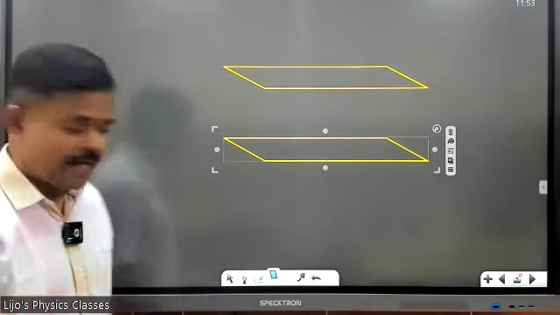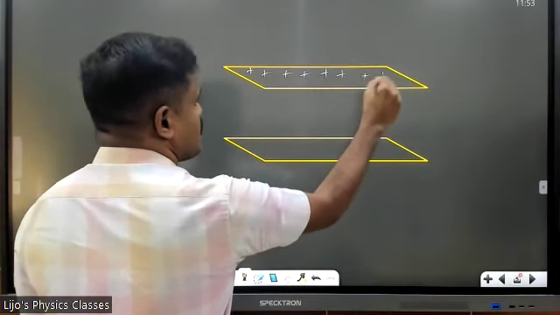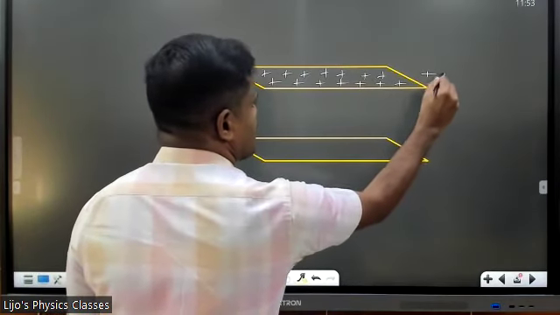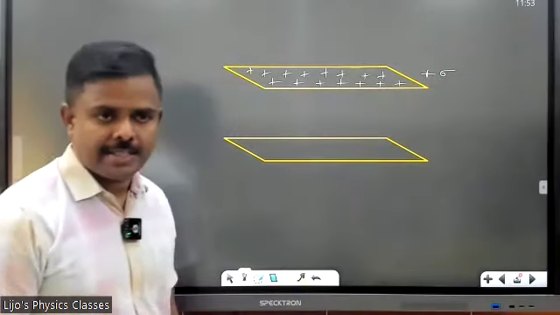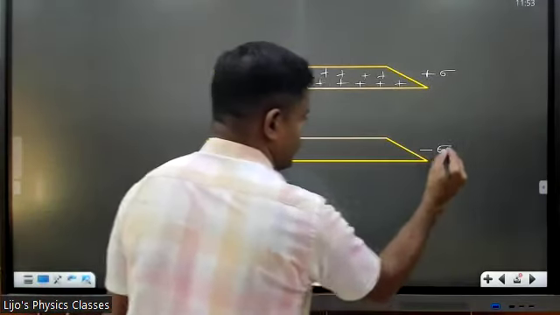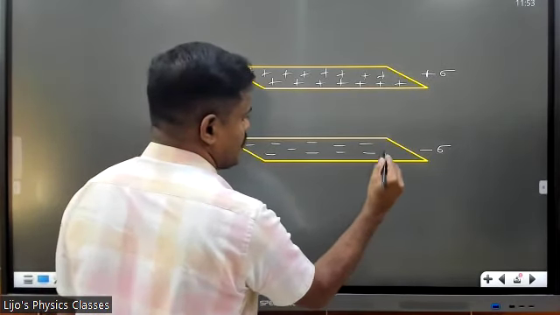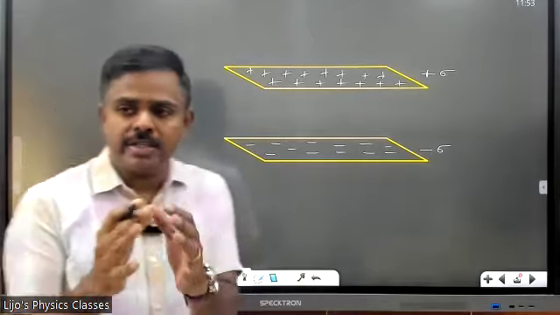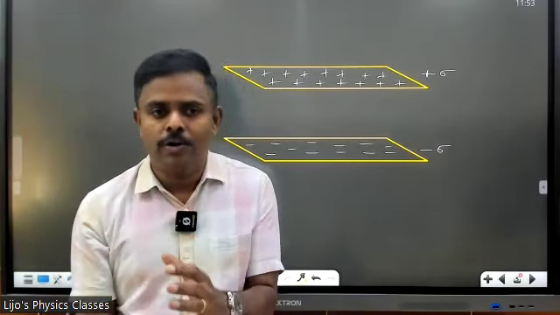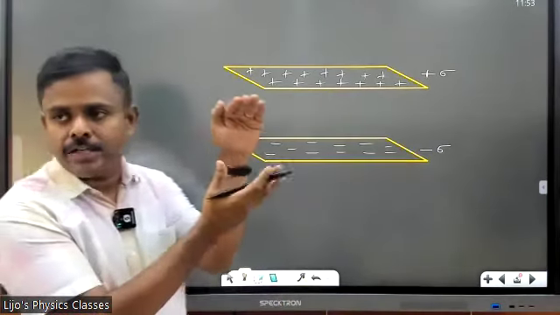The one on top has positive charges. Why is it having positive charges? Because they say one plate has a surface charge density plus sigma. The other one is having minus sigma, so the charges on this are all negative. Basically, the roof of the room has positive charges and the floor has negative charges. So this is the setup they are trying to illustrate.